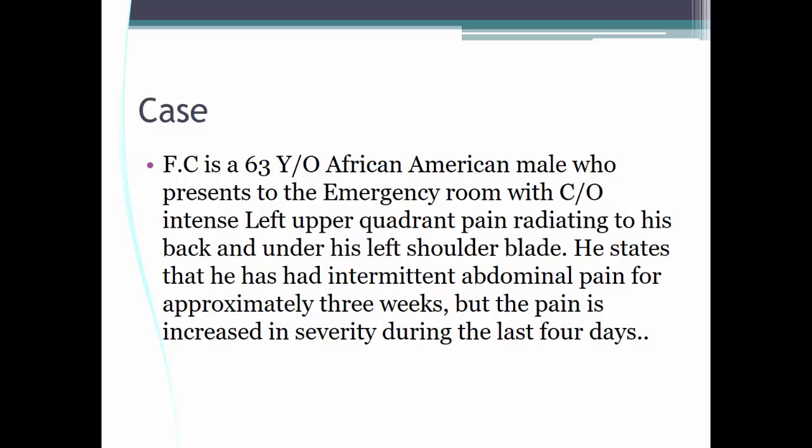If it's related to the left ureter, patients would also have colicky abdominal pain. They have dysuria, hematuria, chills, costovertebral angle tenderness, and radiation to the perineum, to the scrotum if it's a male, or to the labia if it's a female.